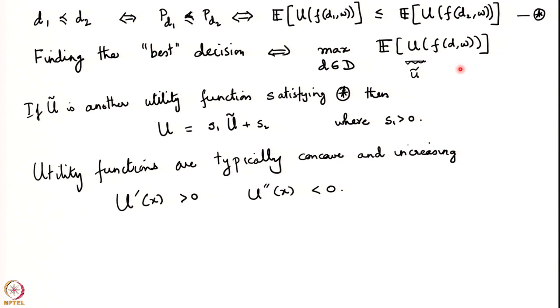So in that case, what this is effectively telling us is that because u is in general going to be nonlinear, the expected utility when expressed in terms of omega would in general have a contribution from all the moments of omega and not just the mean. Because it will have contributions from all the moments of omega, effectively it is saying that every moment of omega matters.